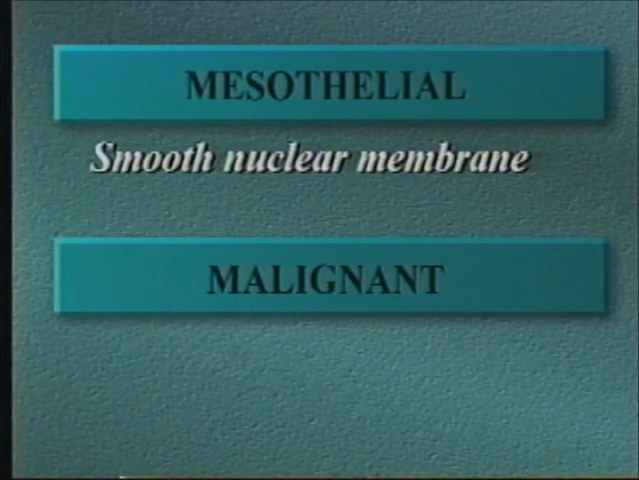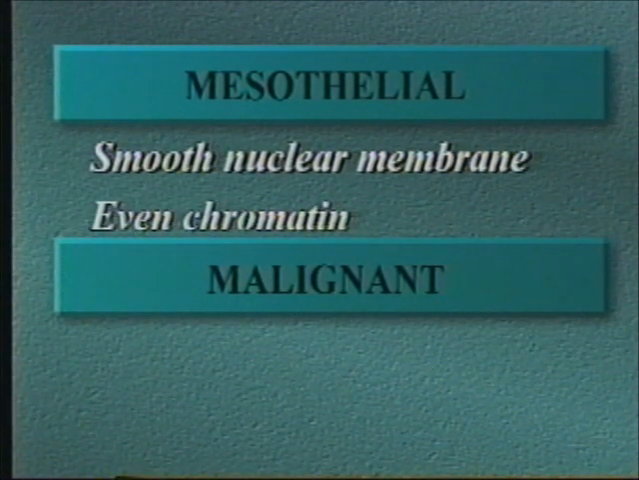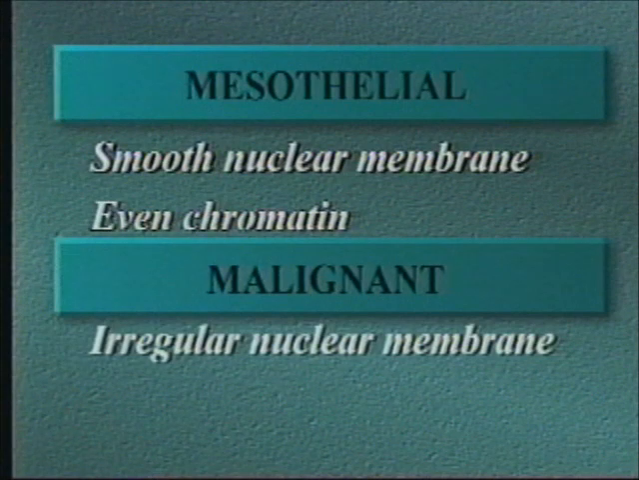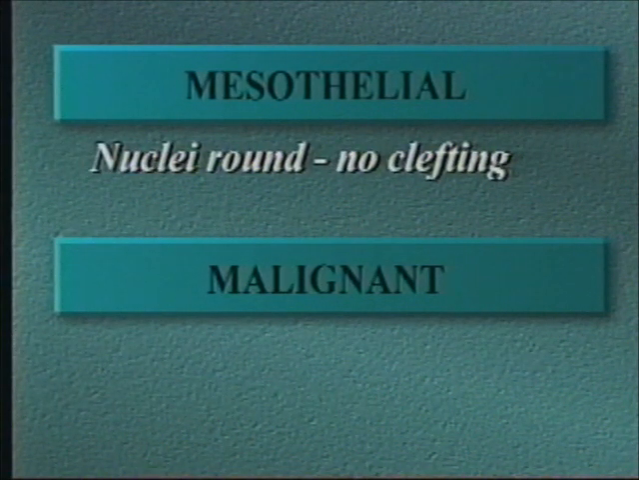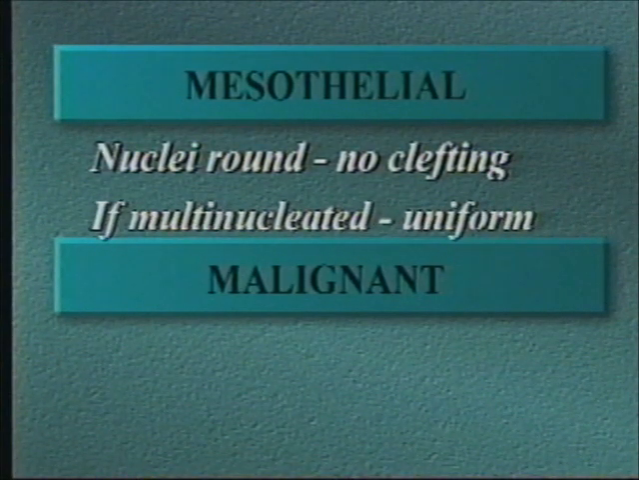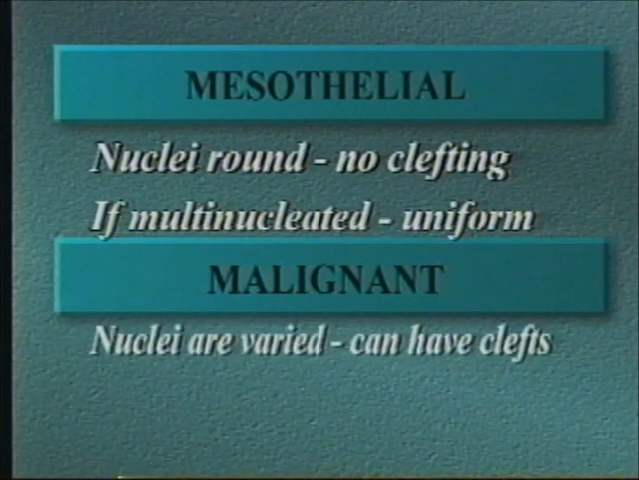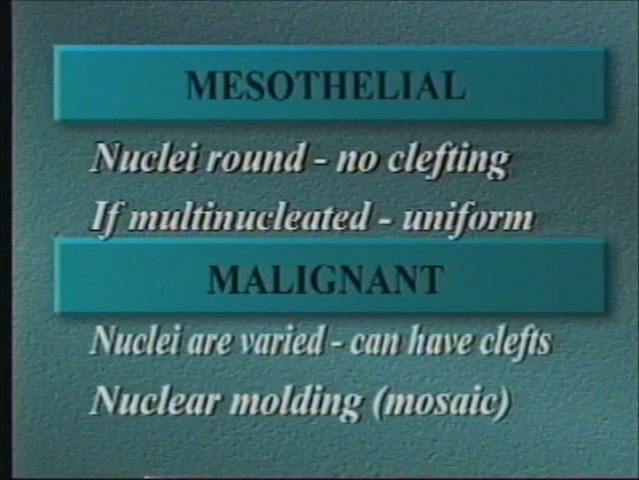Mesothelial cells have a low nuclear to cytoplasmic ratio and a smooth nuclear membrane with even chromatin. Malignant cells usually have a high NC ratio with an irregular nuclear membrane with uneven chromatin. Mesothelial cell nuclei are round or oval with no clefts or folds. They may be multinucleated, but the nuclei are uniform in appearance. With malignant cells, there are frequently multinucleated forms with very varied nuclear sizes. Nuclear clefts can be present. The nuclei sometimes form a mosaic pattern referred to as nuclear molding.